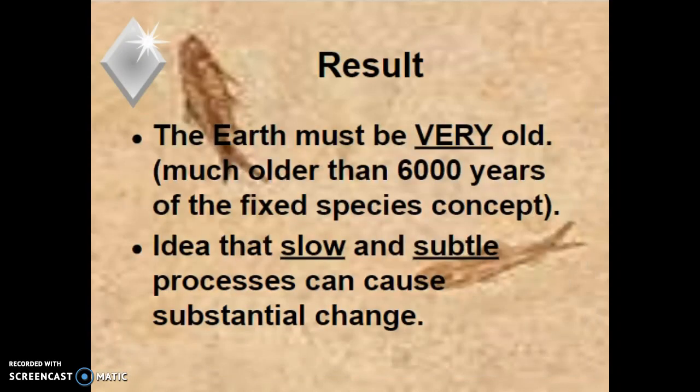So the result of all this is that the Earth must be very, very old, significantly older than the 6,000 years based on the fixed species concept, and that these slow and subtle processes can cause substantial change. And remember, these guys are applying these ideas just to the Earth and geology, not to life and biology.